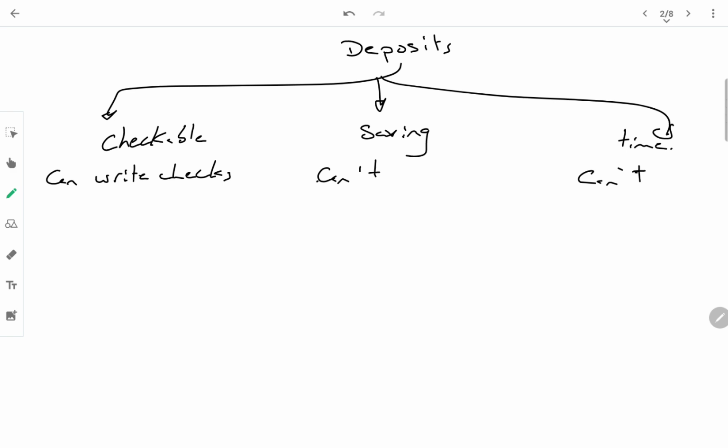With respect to maturity, checkable deposits have no maturity date. They are payable on demand. Saving deposits have no maturity date, but usually they are going to stay available in the bank for a longer time period compared to checkable deposits. While time deposits have a maturity date.